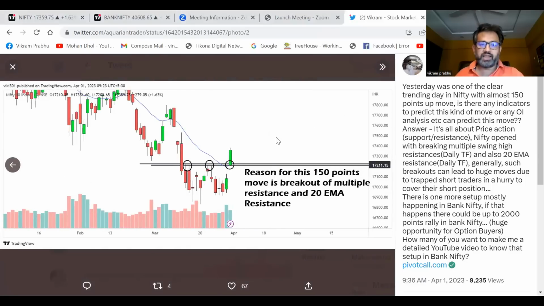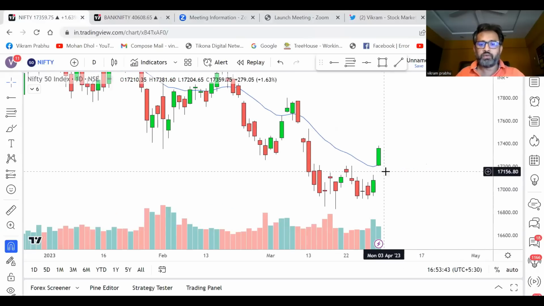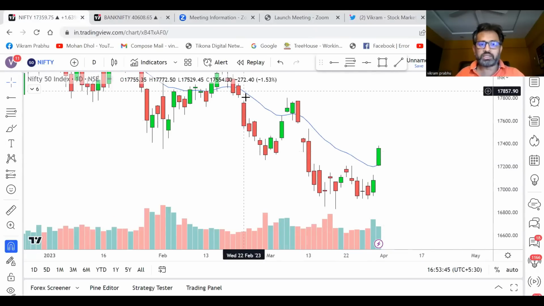And this is the daily time frame chart. So I mentioned that the big move came because Nifty opened breaking all the important resistance. If you look at this, there was an important resistance here, swing high and 20 EMA resistance. It broke everything. Let's go to the chart exactly and see what all it broke. Look at this. Nifty broke both these important resistances, this swing high resistance, this swing high resistance, and the 20 EMA.